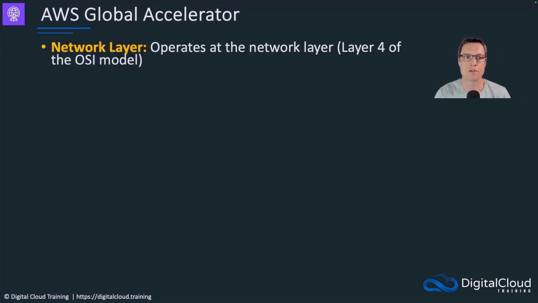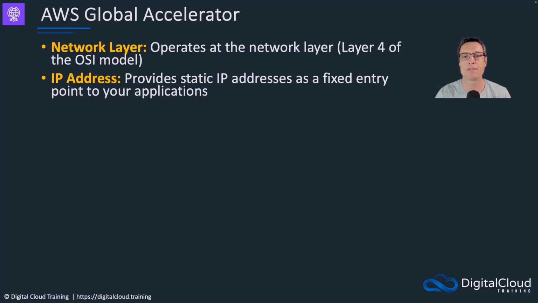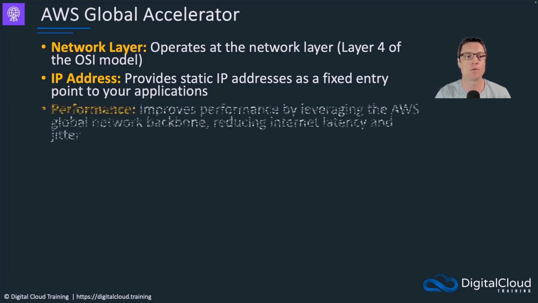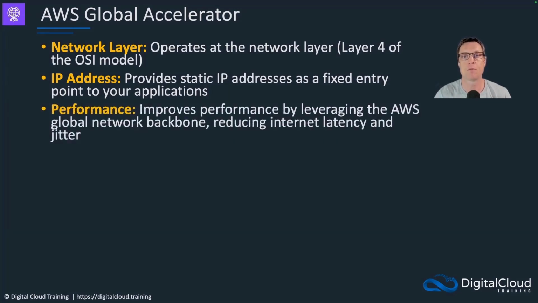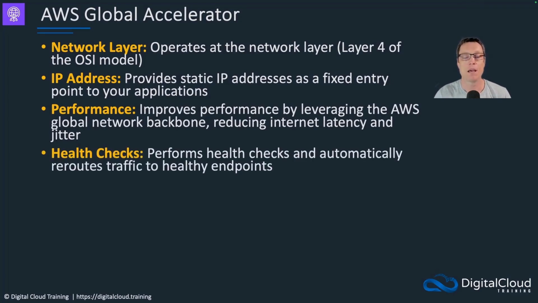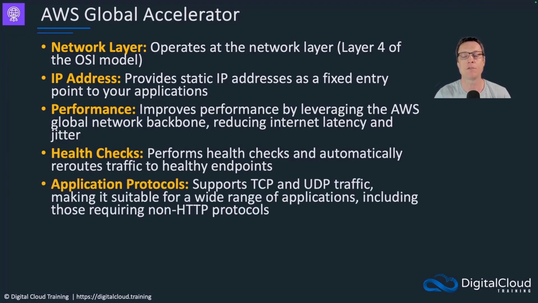So this service operates at the network layer. So it's layer 4 of the OSI model. It provides static IP addresses as a fixed entry point for your applications. Those are the Anycast IP addresses. And you can bring your own as well. Performance, it improves performance by leveraging the AWS Global Network backbone, reducing network latency for people around the world. It performs health checks to check that it's routing traffic to the most optimal and healthy endpoints. And it supports TCP and UDP traffic, so you can use this for a wide variety of different applications.